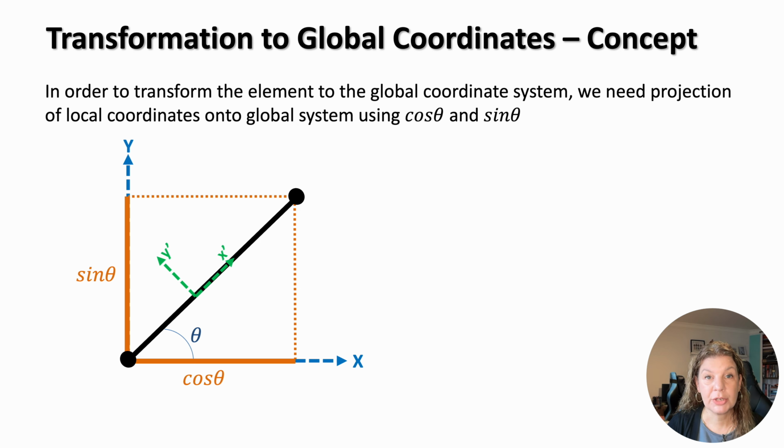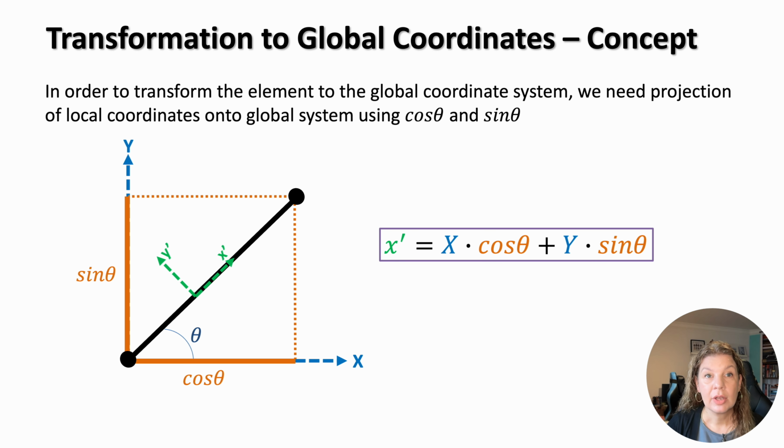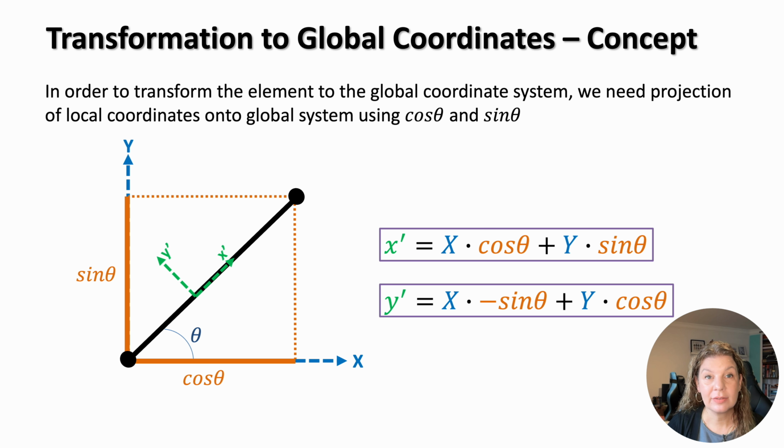We can also express these projections algebraically. The local x' axis is made up of a horizontal component, cos theta in the x direction, and a vertical component, sin theta in the y direction. In vector form, we can write this as x' equals x cos theta plus y sin theta. Similarly, the local y' axis is minus sin theta in the x direction and cos theta in the y direction. Together, these equations capture exactly how the local coordinate system relates to the global system, and they lead directly into the construction of the transformation matrix.